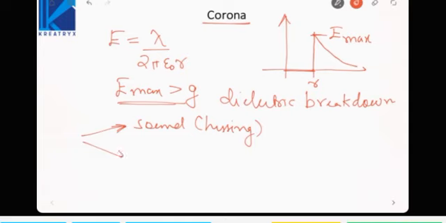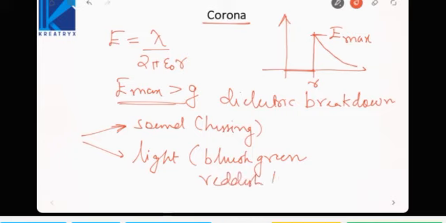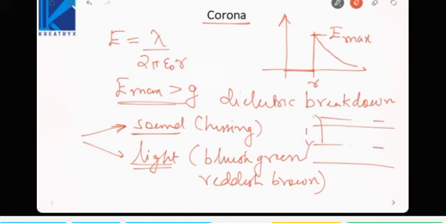And it is also converted into light energy, that is bluish green light or reddish brown. Whatever energy is being dissipated in the air will be converted to either sound energy or light energy. So when corona occurs, we will either hear a hissing sound or observe a glow around the conductor.